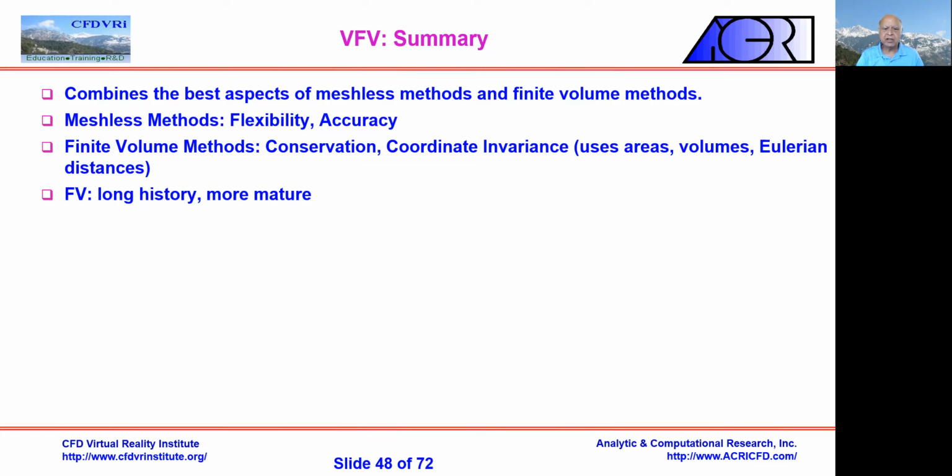Okay, so we have a number of advantages. It's flexible like meshless methods. It has better accuracy because one point is connected to many. Like finite volume methods, it conserves. It has a coordinate invariance because one advantage of finite volume methods is they use areas, volumes, Euclidean distances, and all that. They don't depend upon X, Y, and Z. So you can change your direction of coordinates without affecting the computation of the geometry. And then finite volume has a long history and is more mature than some of these methods. So that's what the virtual finite volume is. It's a finite volume with a phase imposed on it for the user, which is a point-based phase.